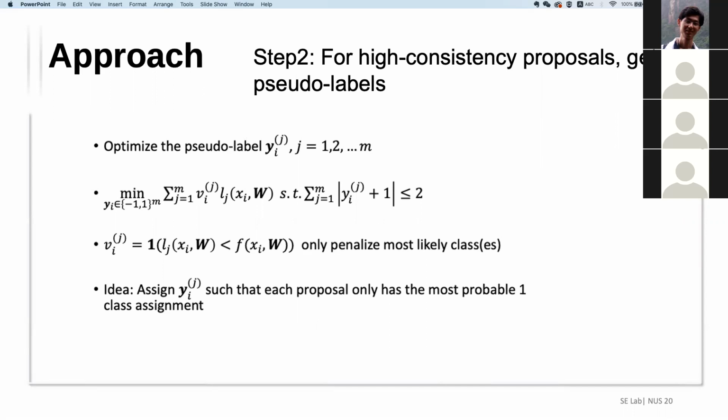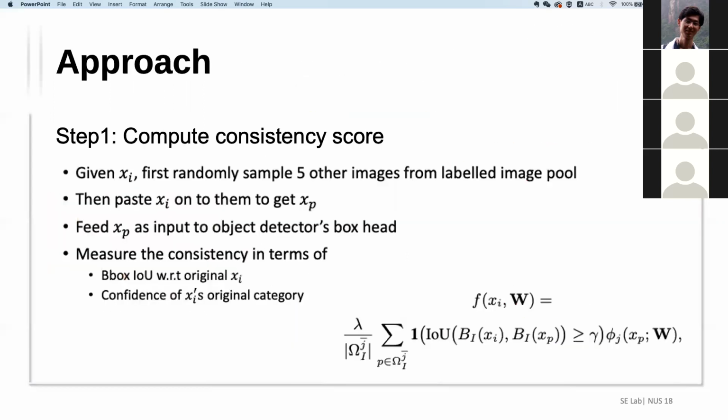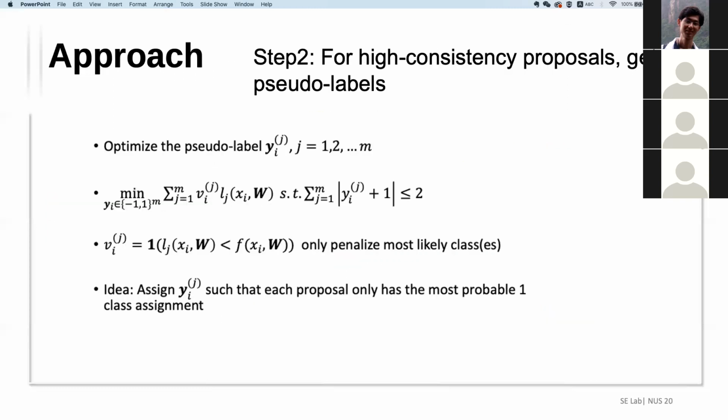Because now you got the consistency score, right? So you can just rank, then get those high consistency proposals. For those high consistency proposals, as I mentioned, we use pseudo label from the model. So how do they assign the pseudo label? They just assign y such that each proposal only has one class assignment, and this assignment can make the classification loss the lowest.